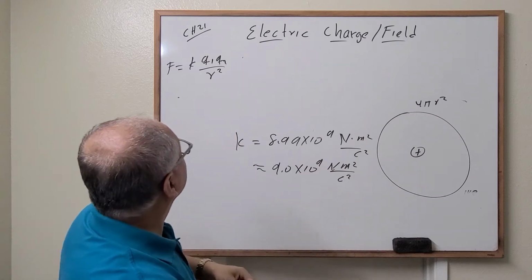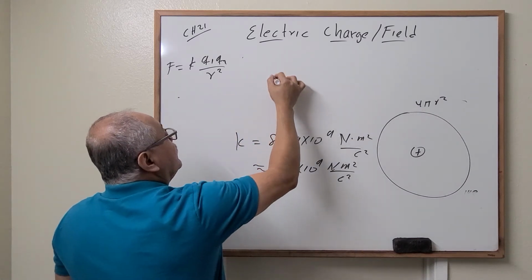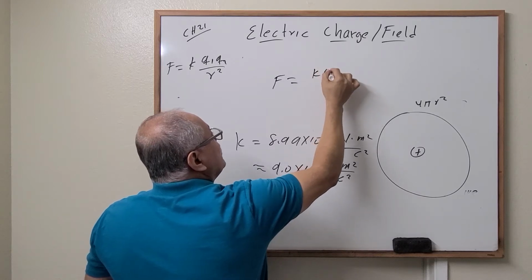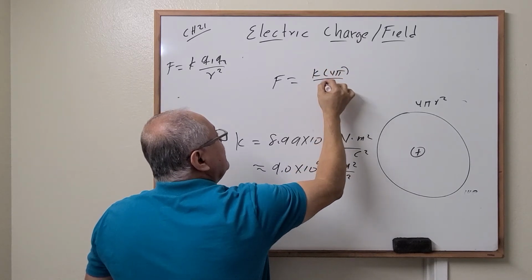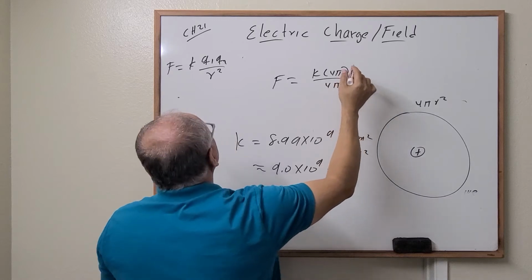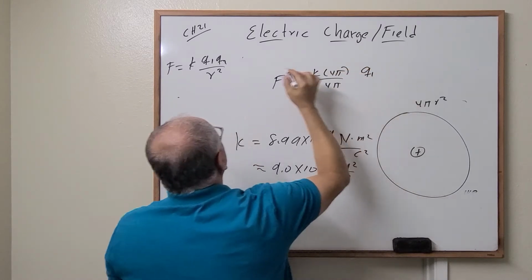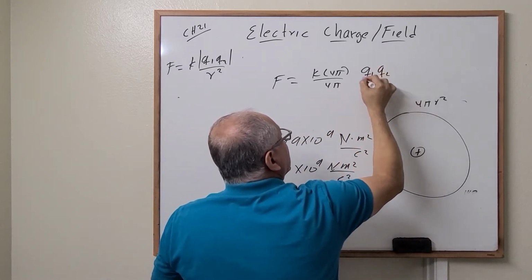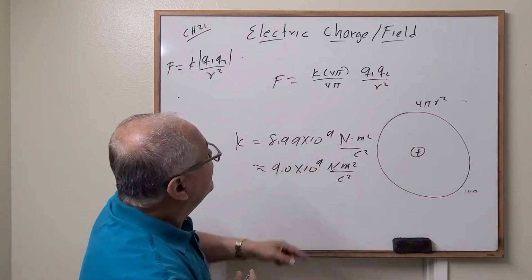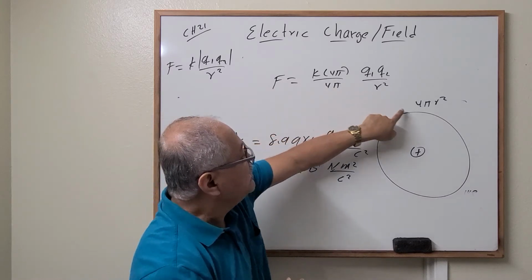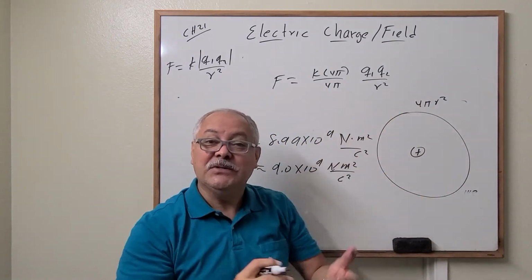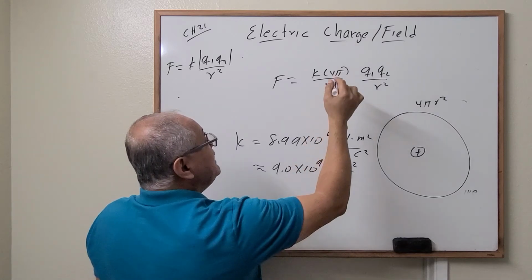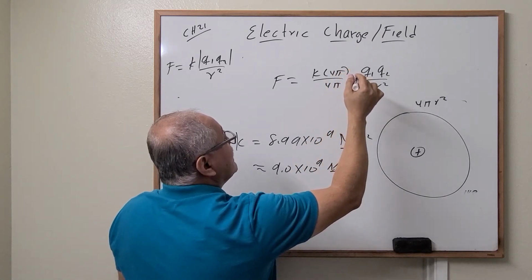Now what happens if we have the force equal to K, and we multiply by 4 pi and divide by 4 pi, times this charge, times this quantity divided by r squared? In this case, we have 4 pi r squared, which is the surface of the sphere. But what is this? Look, what is this?